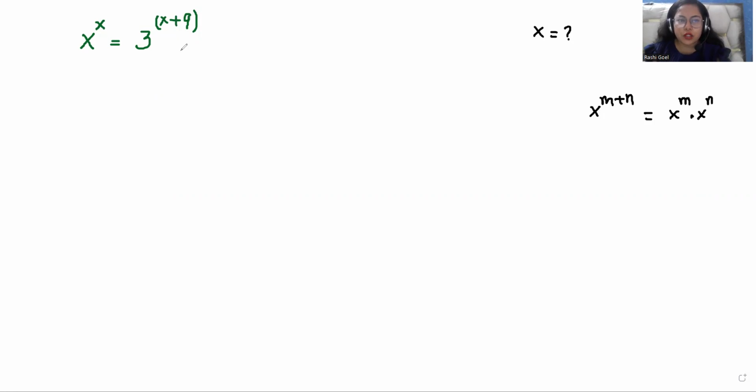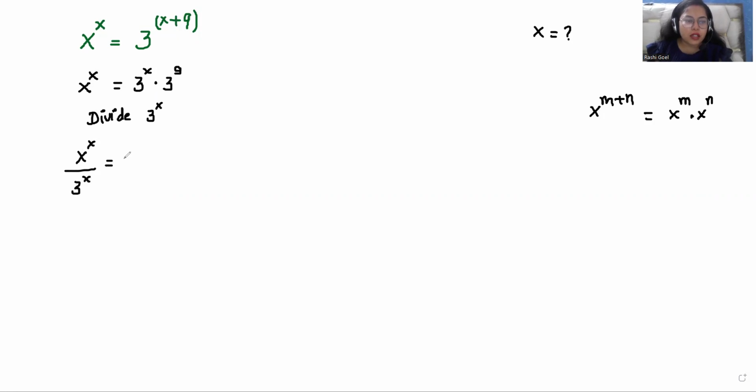So I'm going to use this rule on the right hand side. The left hand side I will write as x power x, and here 3 power x plus 9 I will write as 3 power x times 3 power 9. Now I'm going to divide the whole equation by 3 power x. So x power x divided by 3 power x is equal to 3 power x times 3 power 9 by 3 power x.